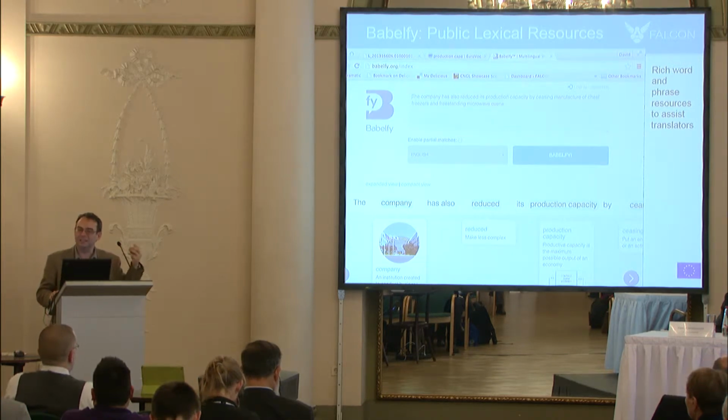So a machine translation engine won't naturally necessarily know that that's a unit and should be translated as such. And we can go to that website and we can click on production capacity.